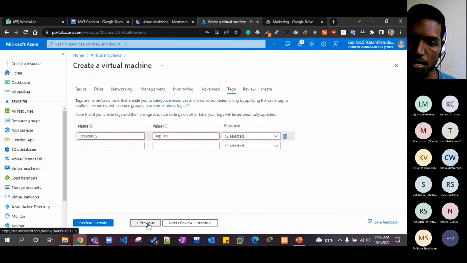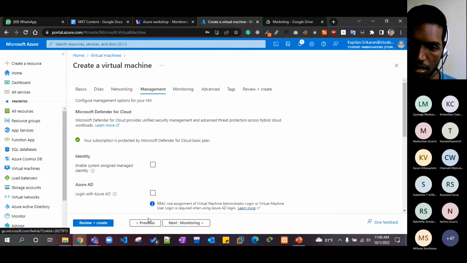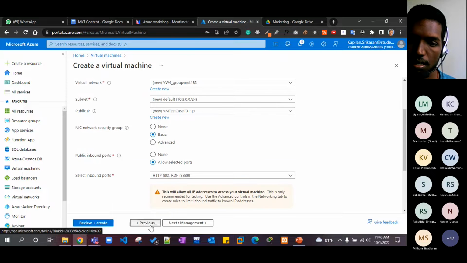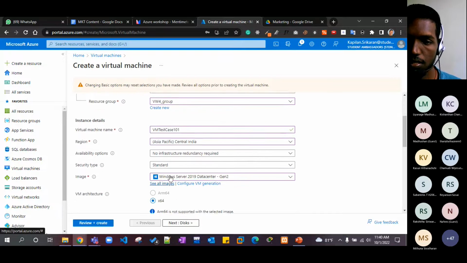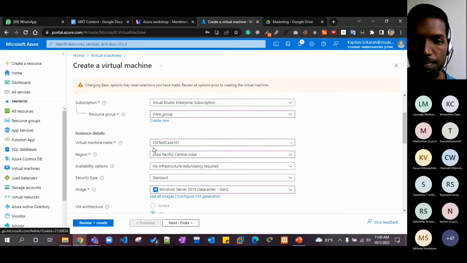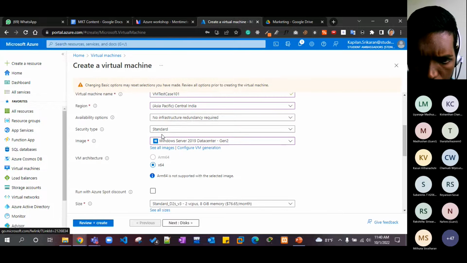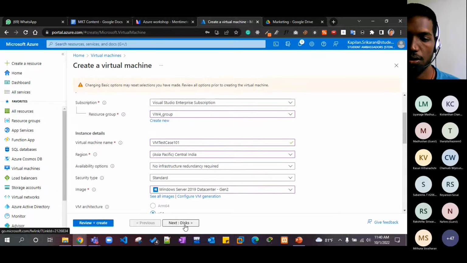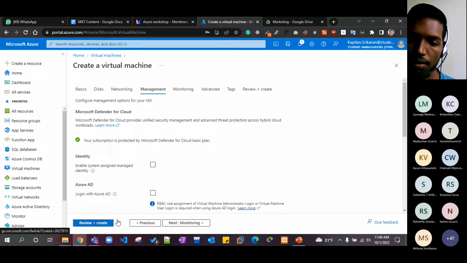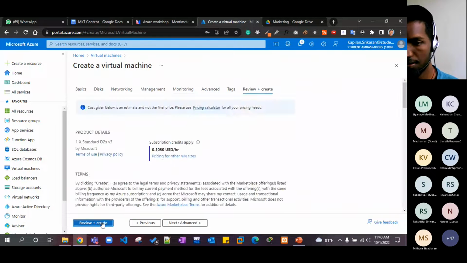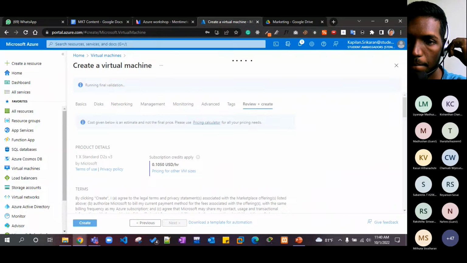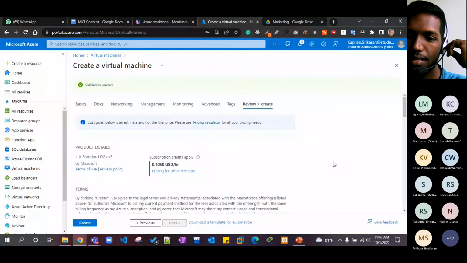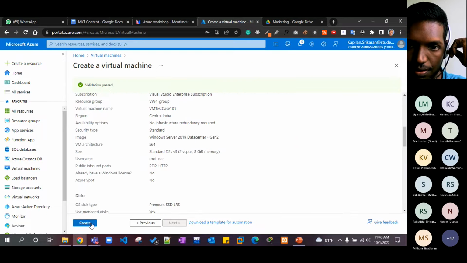You can click the preview and see what you did, right? And finally you just review and create. After reviewing all the parts, you just review and create. This might take time for deploying the servers.